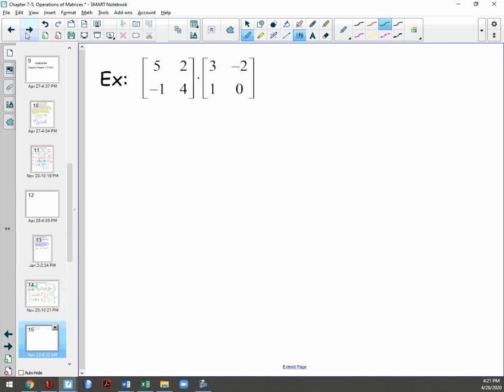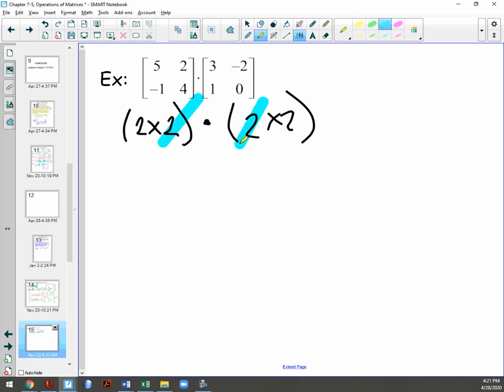Let's do it again. Same exact concept. Okay? The very first thing we're going to do is check our dimensions. This is going to be a 2 by 2 times a 2 by 2. Is that possible? Yes, it is. Those cancel out, so I'm going to be left with a 2 by 2. That is what I need to look for. All right, so let's go ahead and begin.